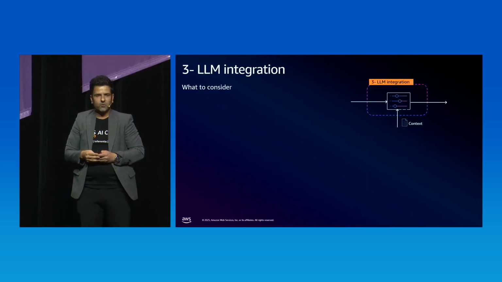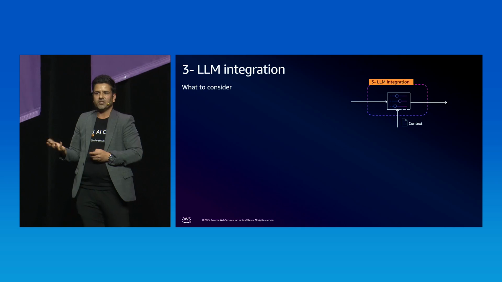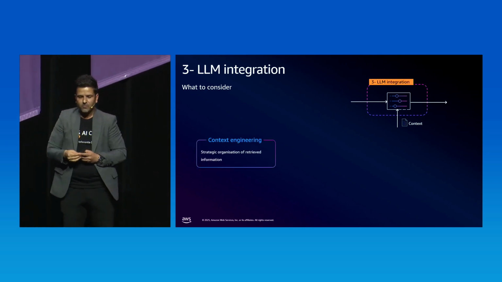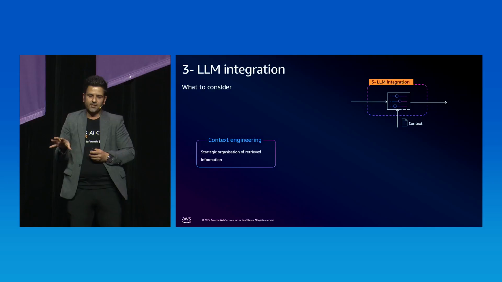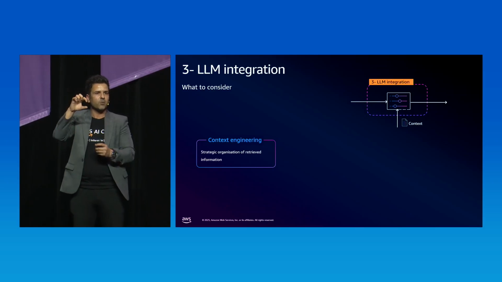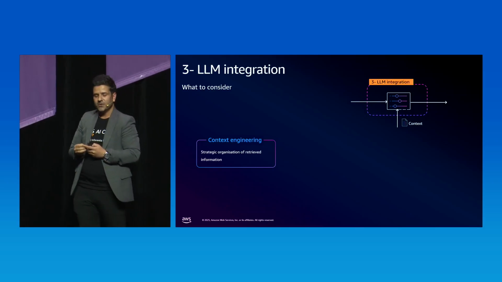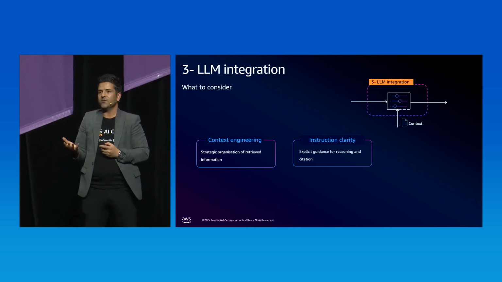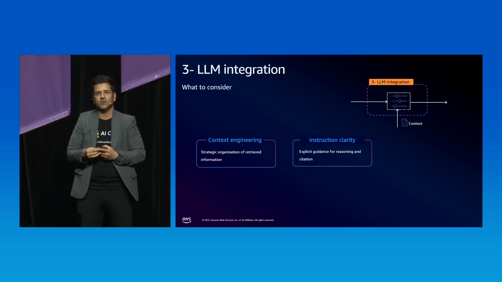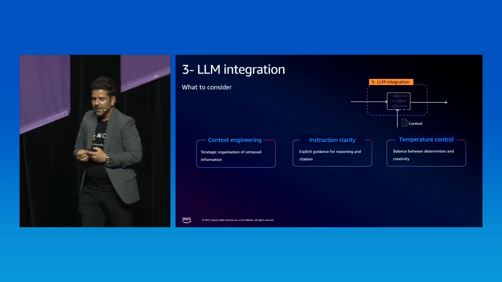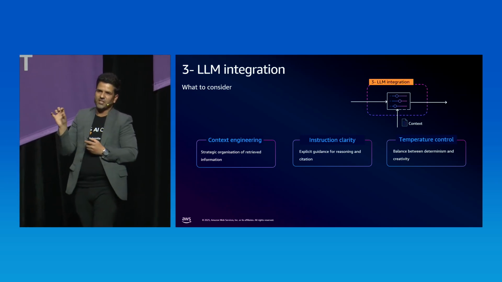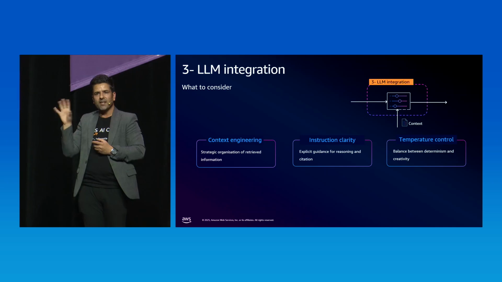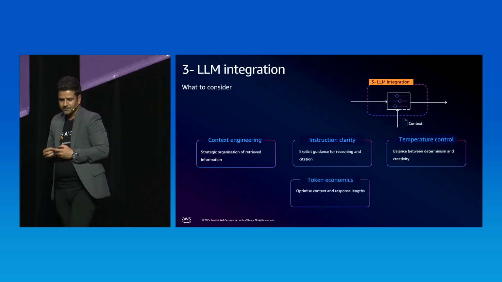The third workflow is more around the LLM integration, and the key focus here is the prompt augmentation. Here, context engineering matters: the way that you structure the prompt is going to impact the overall response. Also, the instruction should be clear enough so that the LLM can generate a high-quality response. And also the temperature of the model. That's one of the key parameters that impact the quality of the response, and you need to have a plan to control that.